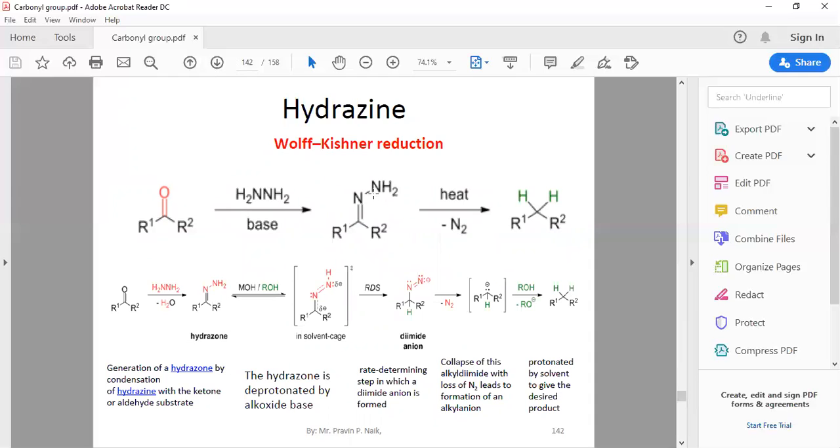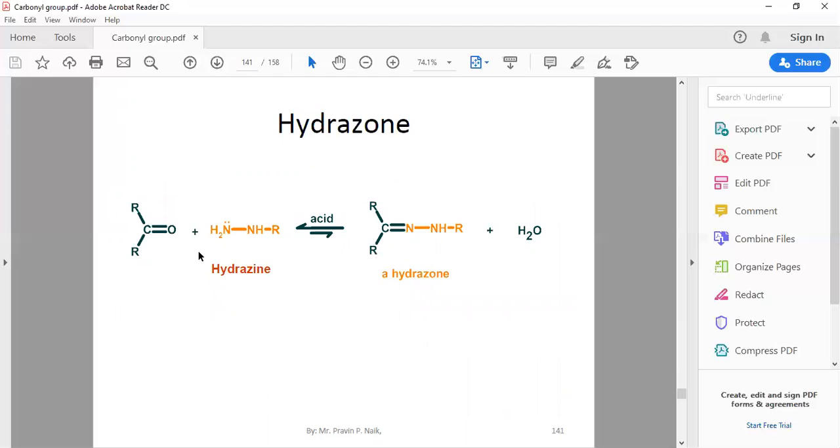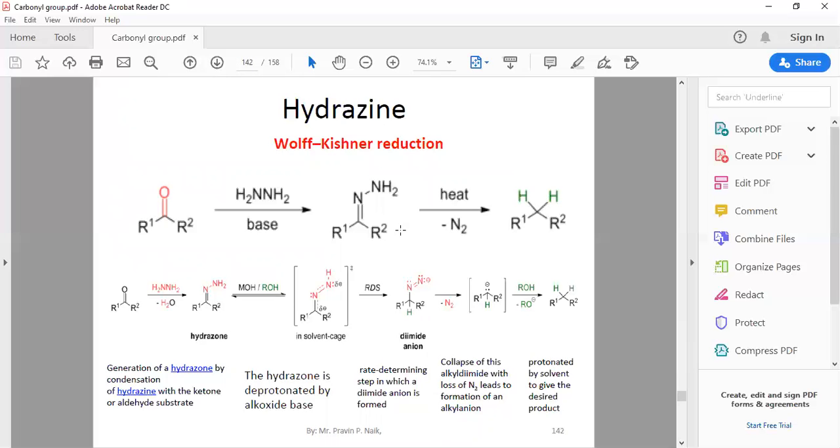Then another reaction is the reaction of carbonyl group with hydrazine, and this is called the Wolff-Kishner reduction reaction. This carbonyl group is reduced to alkane. You just have to remember that whenever the carbonyl group reacts with hydrazine in presence of base, it is reduced to alkane, and when it is in presence of acid, it forms hydrazone. You can see here it is in presence of acid and it forms hydrazone. When it is in presence of base, it forms alkane.